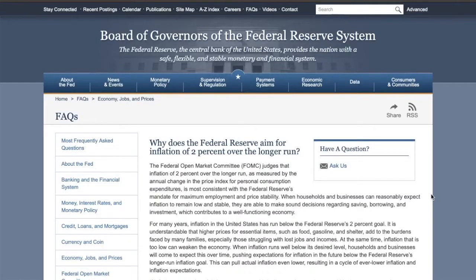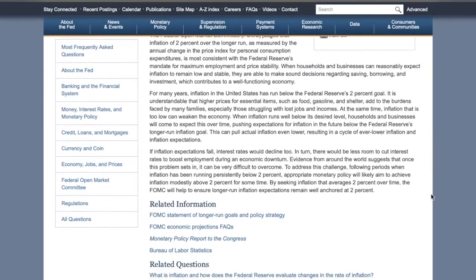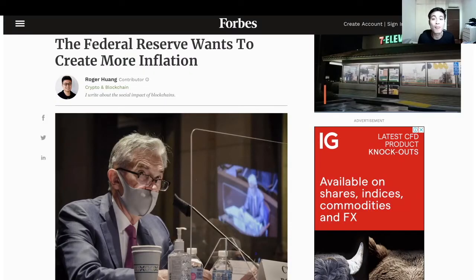This is a page taken from the Fed's official website, and if you take a look here, they mention that when inflation has been running below 2% for a period of time, the Fed will take appropriate monetary policy to push inflation above 2% for some time so as to achieve the target average inflation rate of 2% over time. So yes, it is true, the Fed wants to create more inflation, especially when inflation rates are below 2% for a period of time.